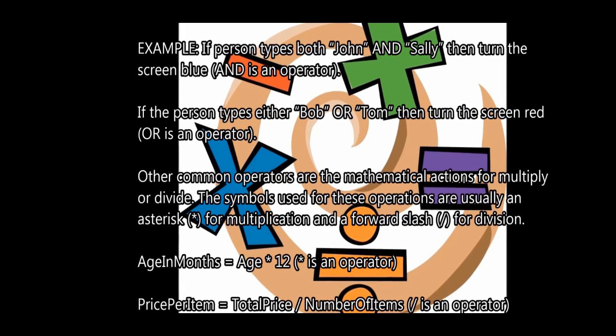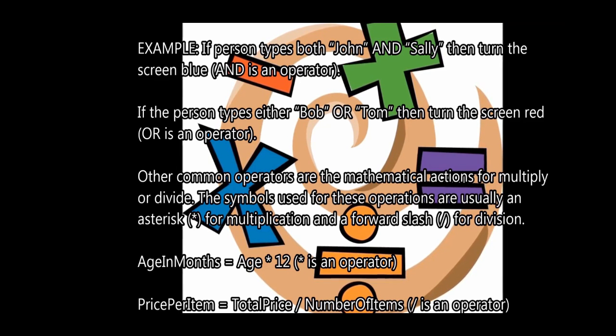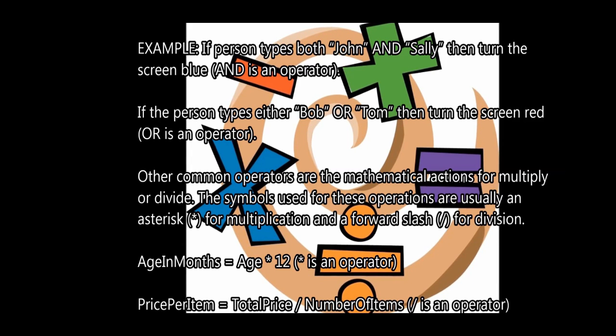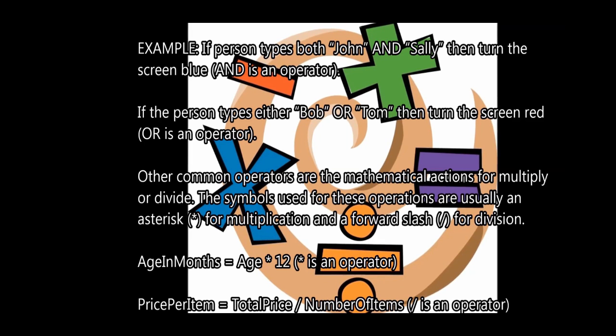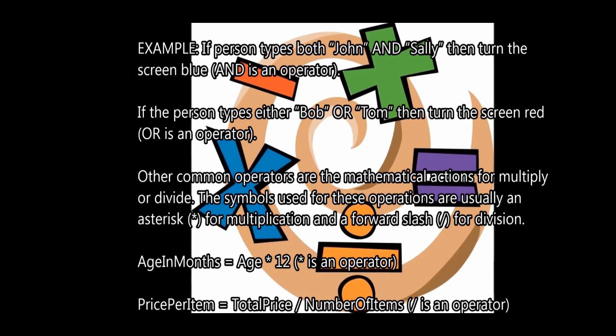Example, if person types both John and Sally, then turn the screen blue. "And" is an operator. If the person types either Bob or Tom, then turn the screen red. "Or" is an operator. Other common operators are the mathematical actions for multiply or divide. The symbols used for these operations are usually an asterisk for multiplication and a / for division. Age in months equals age times 12. Price per item equals total price divided by number of items.